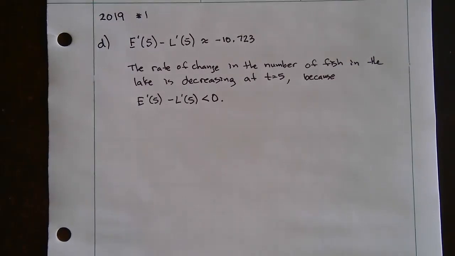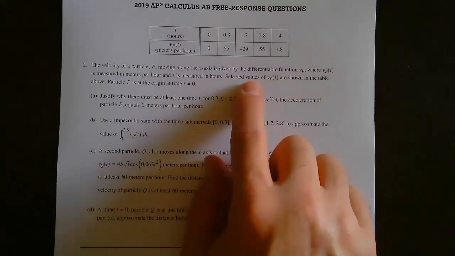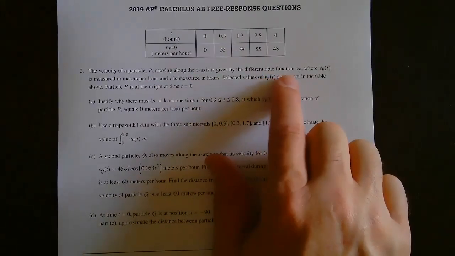All right. So let's go to question number 2 for the 2019 exam, and we'll do that one. Question 2 from the 2019 exam deals with the velocity of a particle moving on the x-axis, and they're giving you a table. So this is a table problem along with it being a particle moving on a line type problem. For part A, they tell you it's a differentiable function. I should point this out.